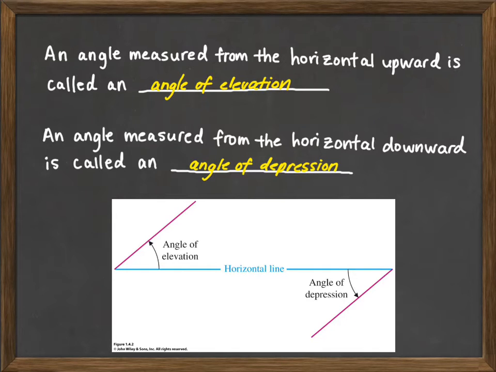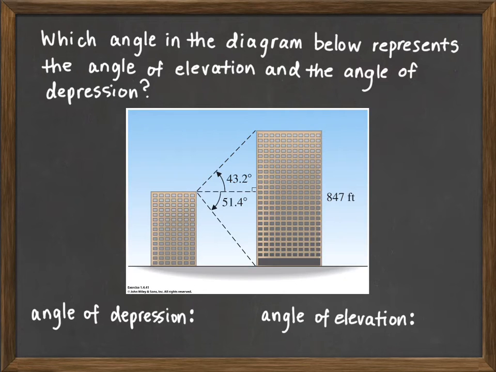So if you look at the following diagram, which is taken from your book, we see this horizontal line indicated in blue. Measuring upwards from the horizontal gives us an angle of elevation. Measuring downwards from the horizontal gives us an angle of depression. So let's make sure that we understand these definitions by looking at the following diagram and identifying the angle of depression and the angle of elevation.